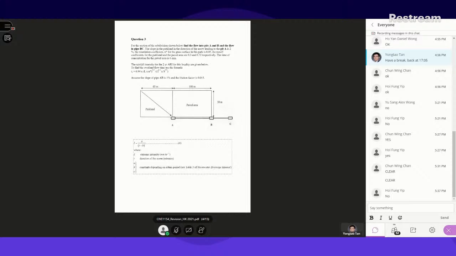Now the difference between this question and question 2 is that here the time of concentration is unknown. In question 2, the time of concentration was given for each subcatchment, but for this one it is not given, so you need to calculate it. Let's look at how to calculate the time of concentration of the subcatchment.